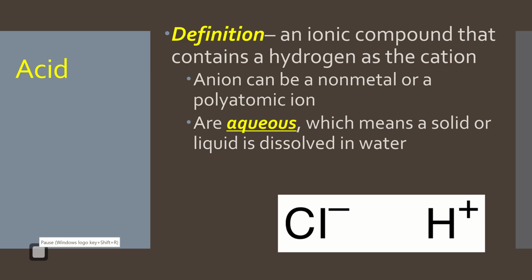An acid itself is an ionic compound that contains hydrogen as the cation. That's your clear, immediate clue that this is an acid compound: hydrogen is the first element in it. If hydrogen is the second element in the chemical formula, it's not an acid, at least the way we are going to be doing it. So it has to start with hydrogen. It acts as a cation, H+.